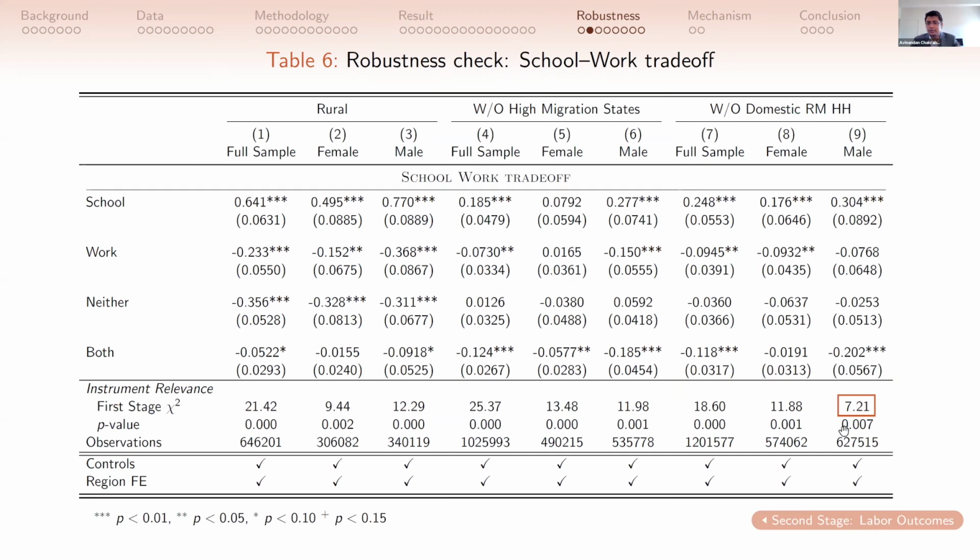One result to interpret with caution, because the chi-squares are less than 10. This is for the male sample for without domestic return migration households.